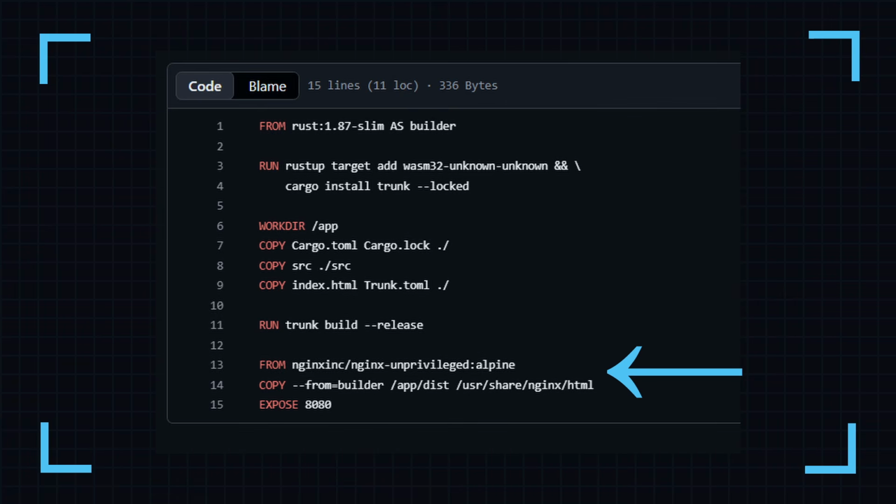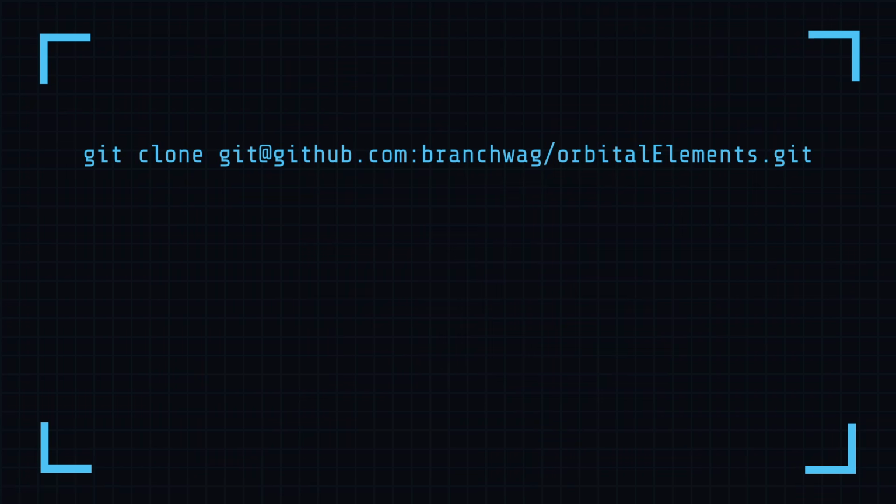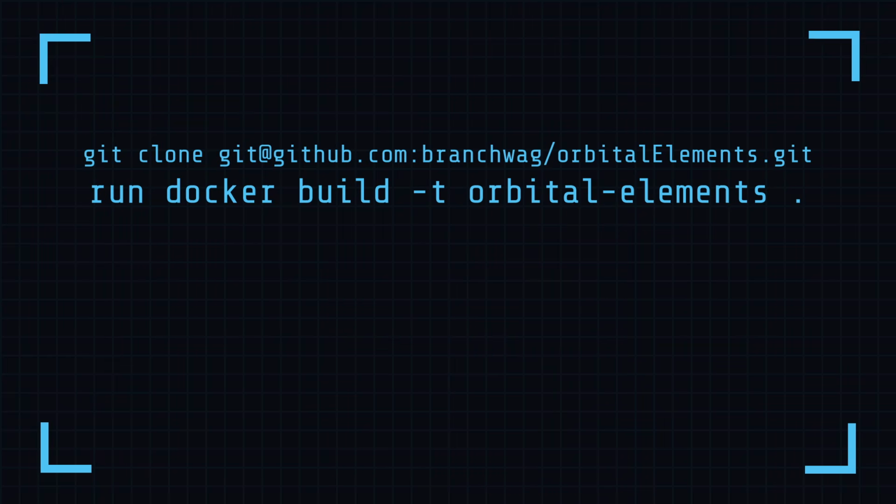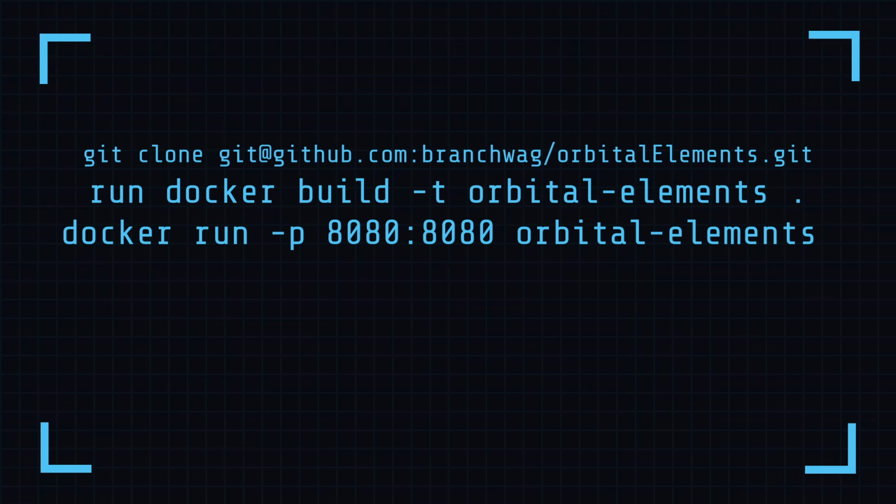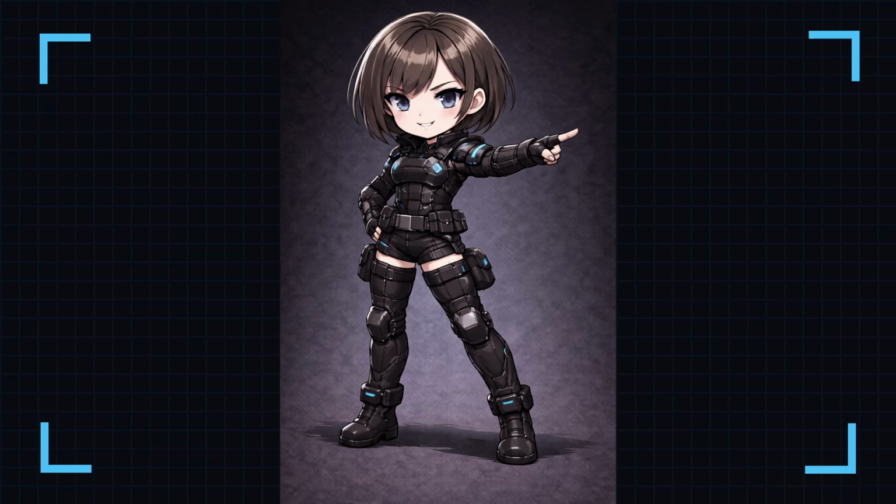I used nginx-unprivileged alpine rather than the standard nginx image because the standard one runs as root. The unprivileged image runs as a non-root user on port 8080, which is a meaningful security improvement for anything you'd actually deploy. Now you just clone the repo, run docker build -t orbital-elements, and docker run -p 8080, and it pretty much works on any machine with Docker.